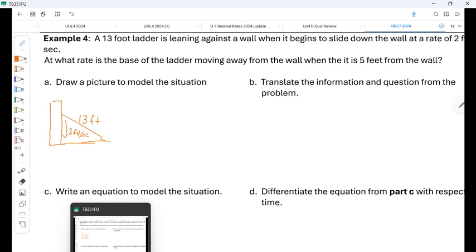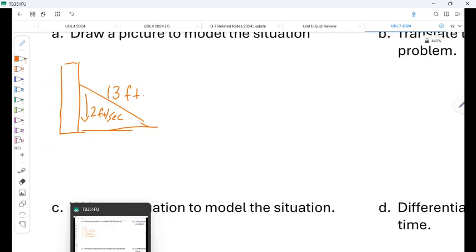We need to look at B and C together here for a minute. So we've got to give some variables to what we have in our picture. And then letter C, we want an equation. Anybody have an idea of what equation is going to help us relate all of the different lengths in our picture? Is there anything about area in our problem? No. It is the Pythagorean theorem.